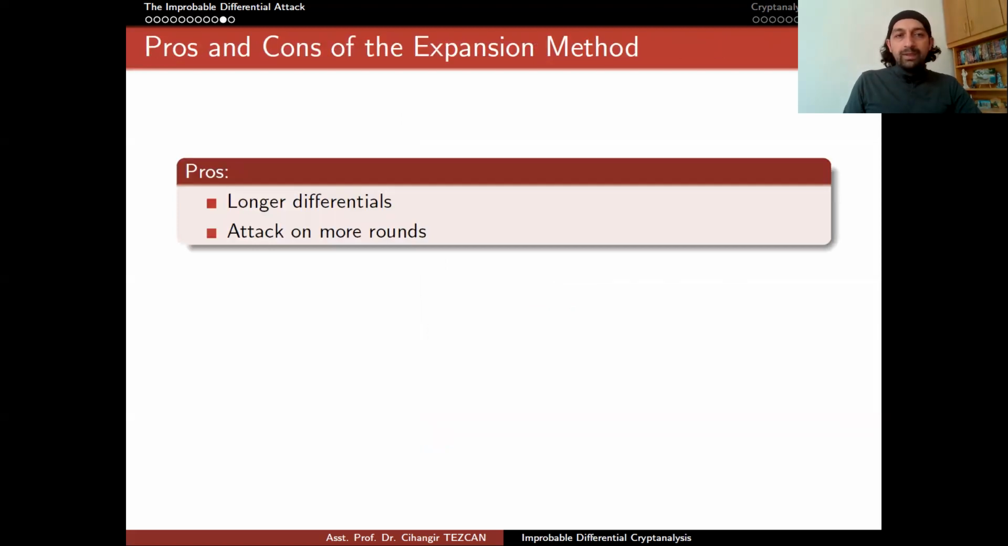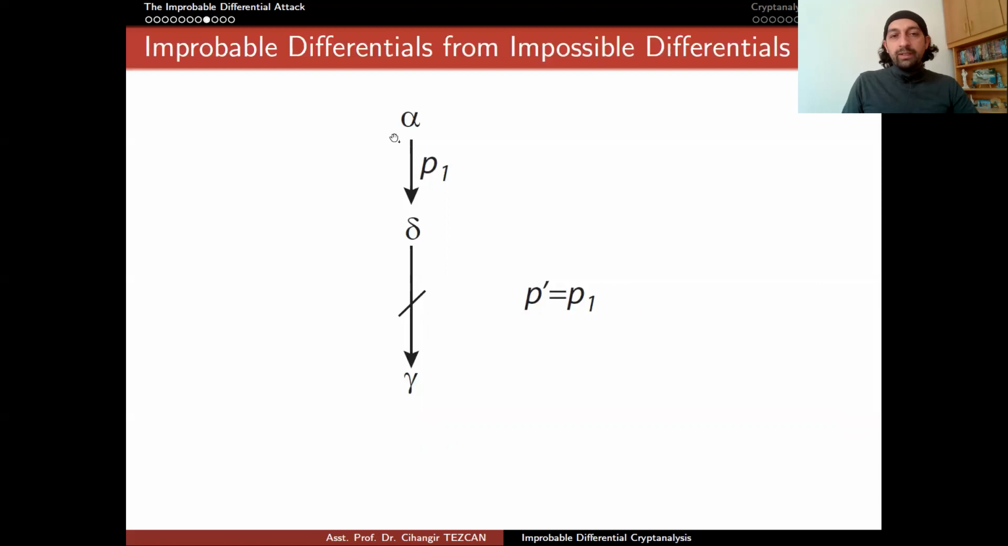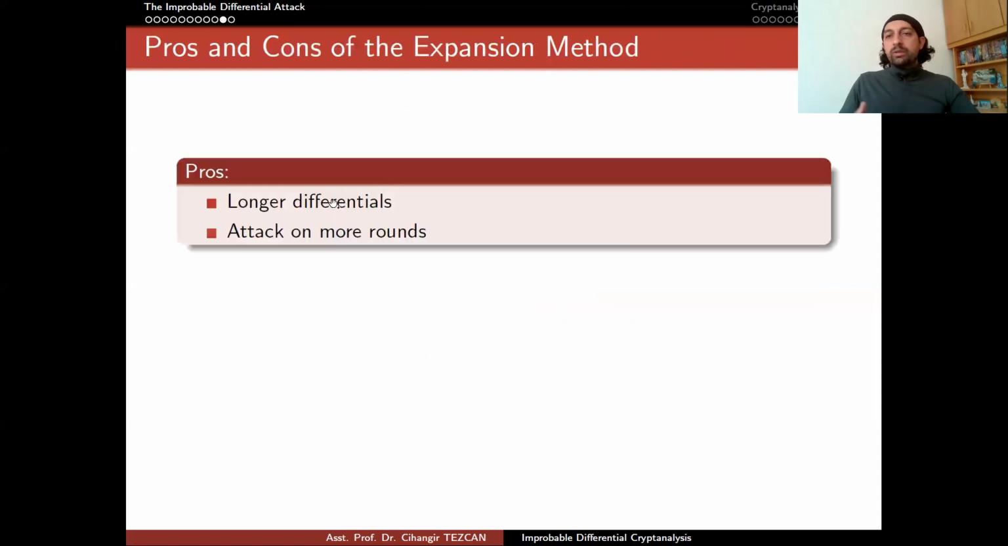So what are the pros and cons of this expansion method? With this way, you obtain longer differentials, of course, because you are adding more rounds to the top. For the impossible differential, this was your distinguisher. Now this becomes your distinguisher for the improbable differential. So depending on the number of rounds you are adding here, you obtain a longer differential. Having longer differentials allows you to attack more rounds most of the time.